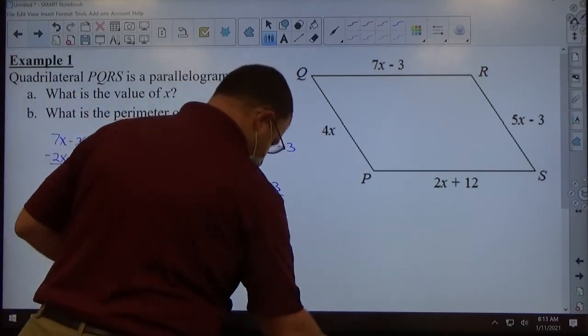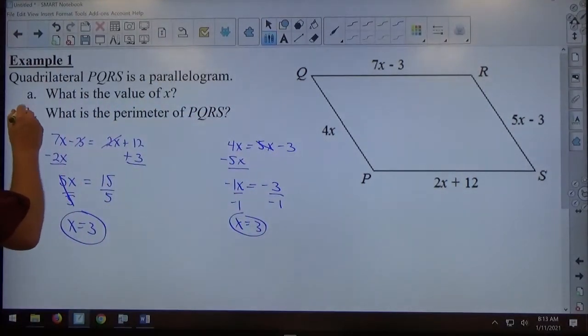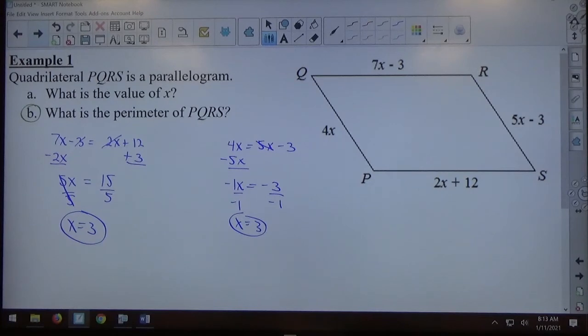Part B says, what is the perimeter of PQRS? Well, what do we need for perimeter? What do we need to know to find the perimeter of a figure? All sides added up. Oh, so we need to know the length of all sides, right? So currently we don't know any sides. We got sides of 7x minus 3, 5x minus 3, 2x plus 12, and 4x. Those aren't numbers, those are just algebraic expressions.